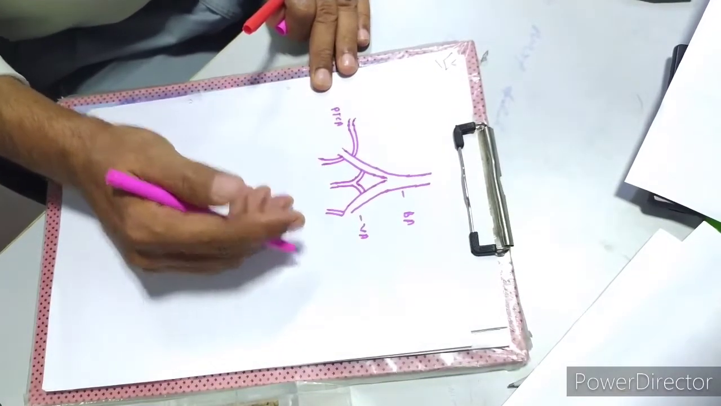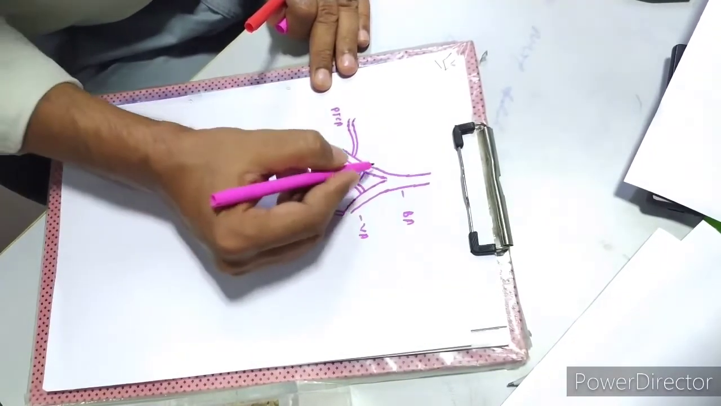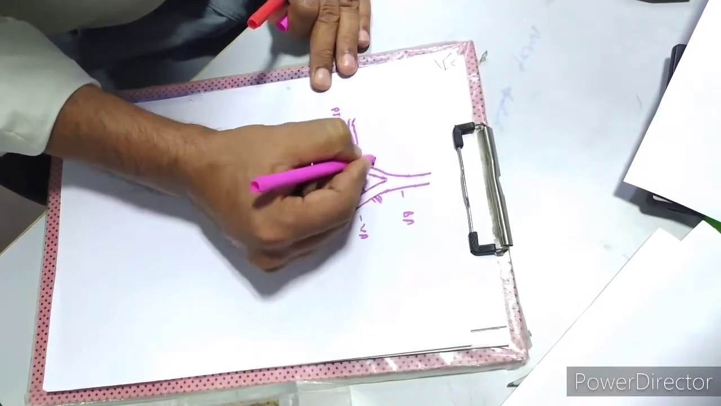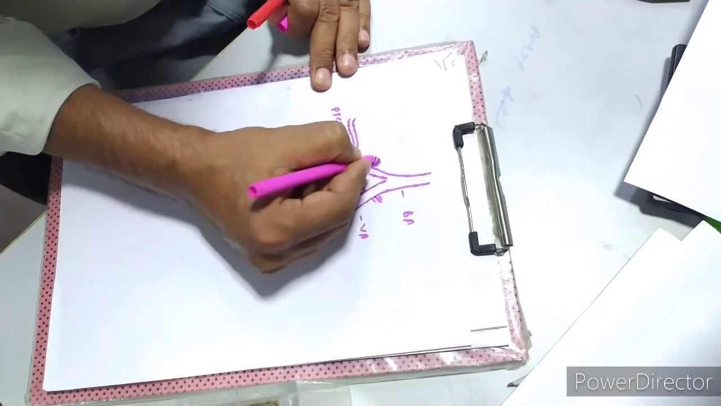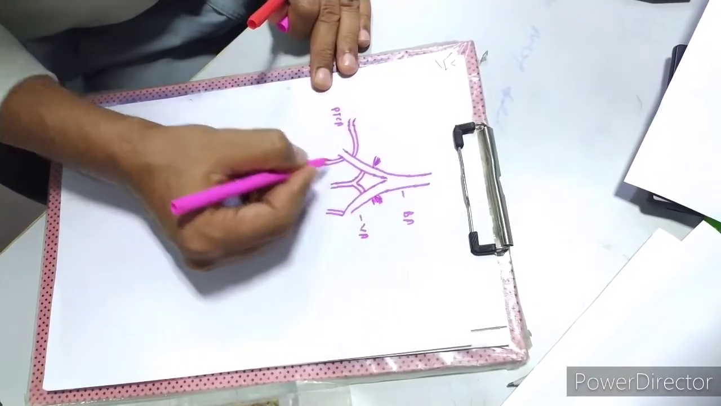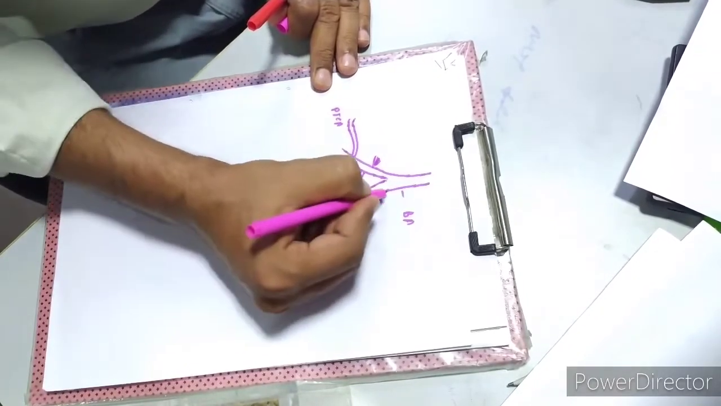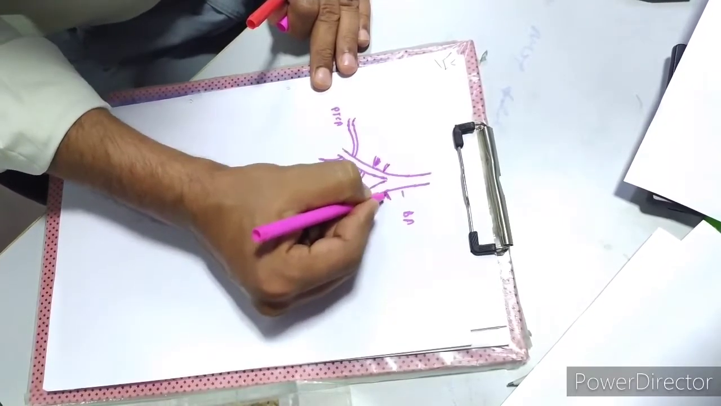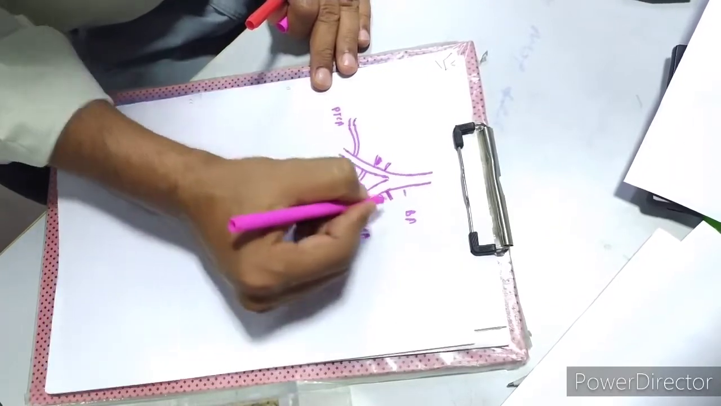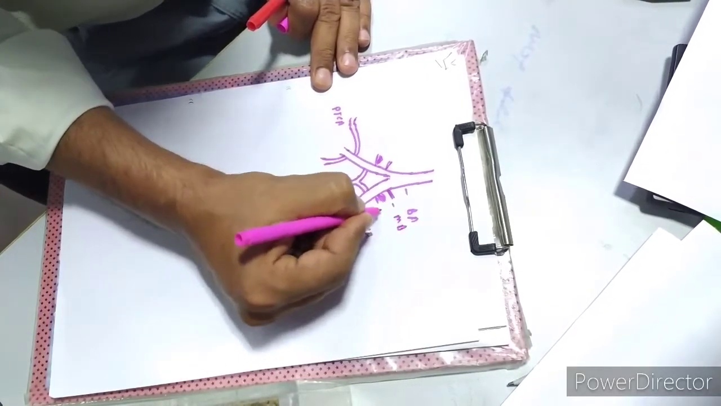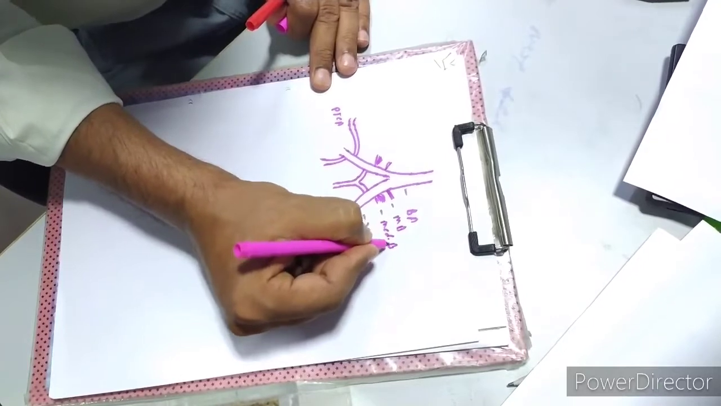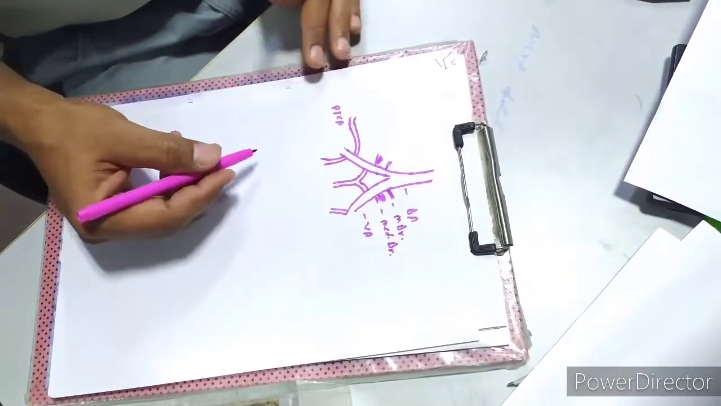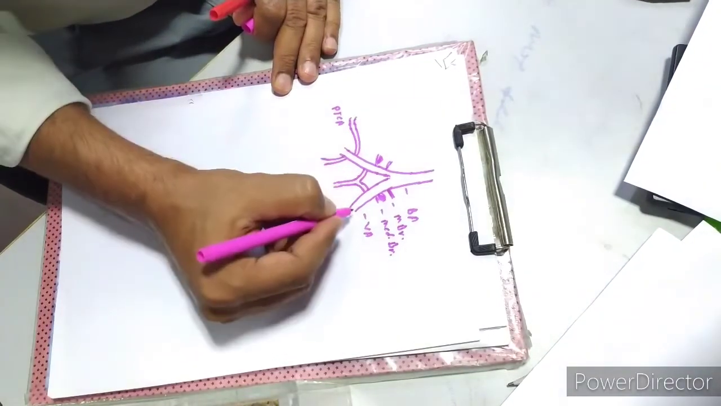Clear? Then the medullary branches come directly and supply the anterolateral part of the medulla. These are the medullary branches. And the last are the meningeal branches. The meningeal branches supply the meninges of the posterior cranial fossa. So these are the meningeal branches, these are the medullary branches. So these are the branches from the vertebral artery.